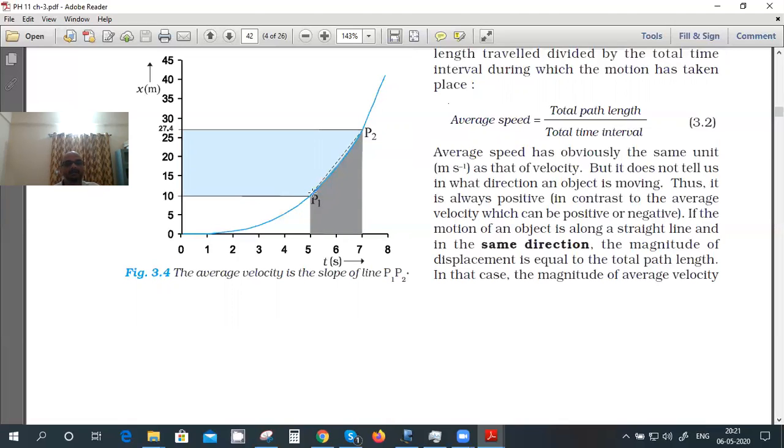If you want to find the average speed between 5 and 7 seconds, I'll take the secant P1 P2. But if you want to find the velocity at 5 seconds, I'll go to 5 seconds and draw a very, very small triangle. In that small triangle, the secant will approximately become a tangent, and it will tend to the tangent in the limiting case. So the slope of the tangent at t equal to 5 is the instantaneous velocity at t equal to 5. To find the instantaneous velocity at t equal to 7, I'll go to point P2 and draw a tangent there and calculate its slope. So the slope of the tangent gives the instantaneous velocity, and the slope of the secant over a time interval gives the average velocity. This is the difference between average and instantaneous.